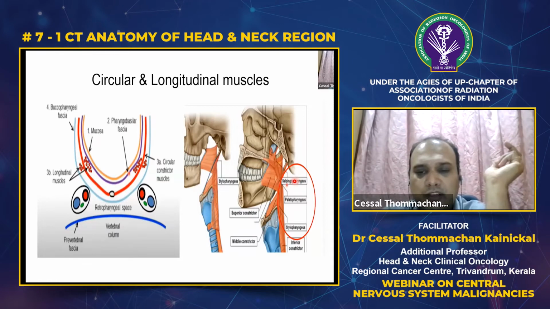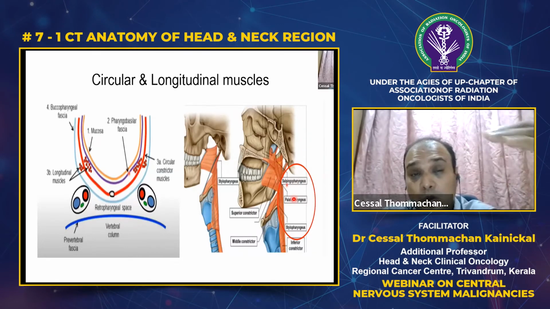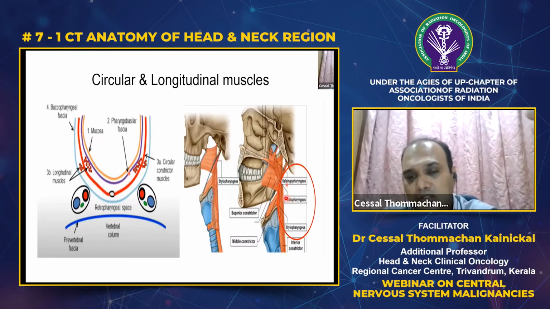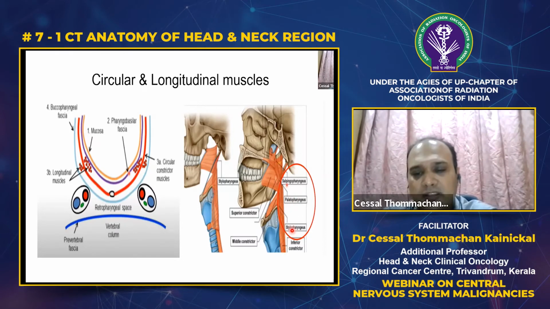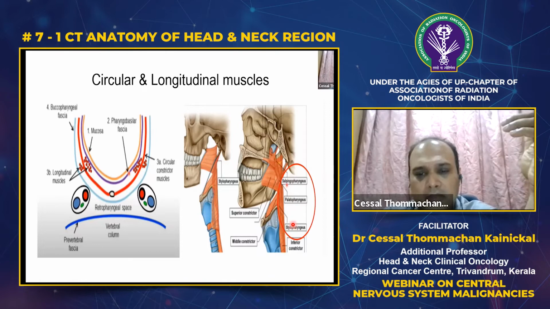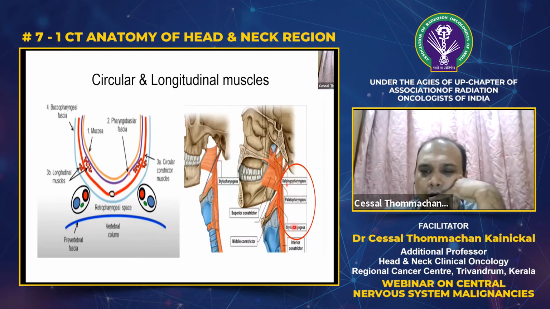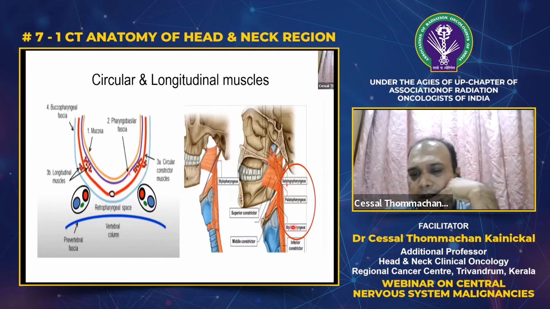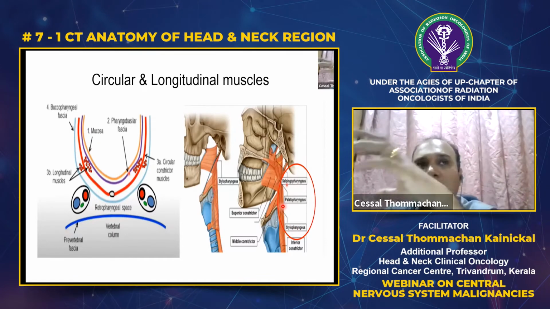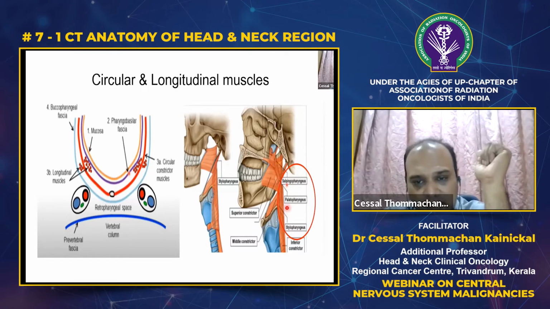One is the salpingopharyngeus. Second is the palatopharyngeus. Palatopharyngeus is nothing but what? It is nothing but the posterior tonsillar pillar. Then the other is the stylopharyngeus muscle. All these are the three muscles. If you look into all these muscles, they are supplied by the vagus nerve, but the stylopharyngeus is supplied by the glossopharyngeal nerve, which is the only motor supply of the glossopharyngeal nerve.